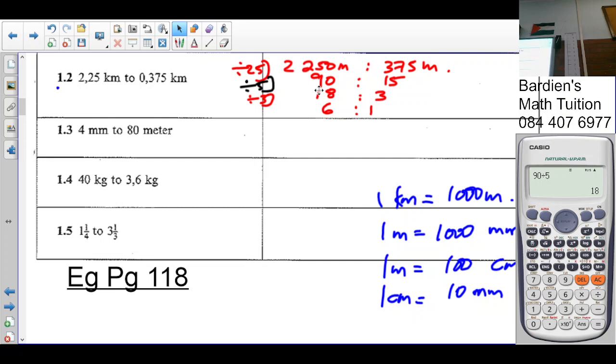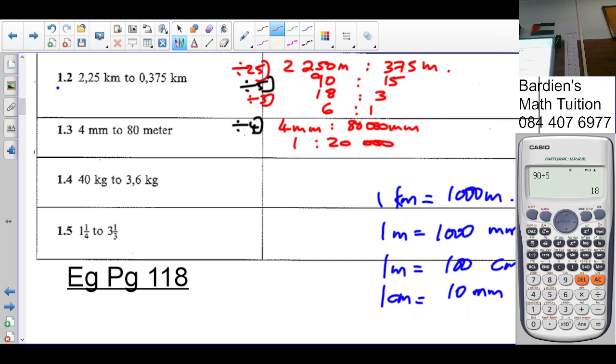Alright. So 4 millimeters is to 80,000 millimeters. So what number goes into both? 4. Divide it out by 4. So that's going to give you 1 is to 20,000.